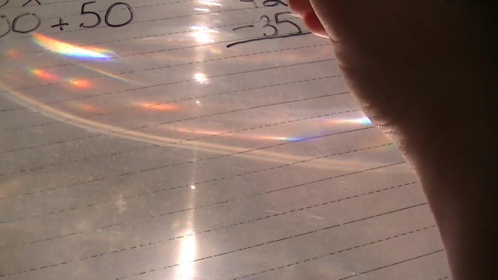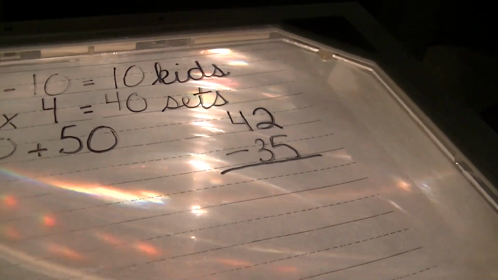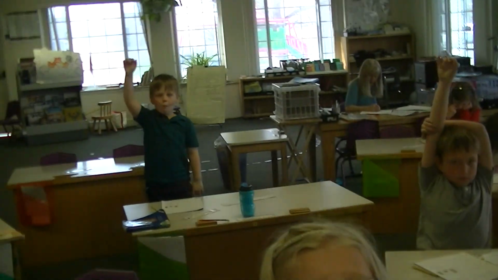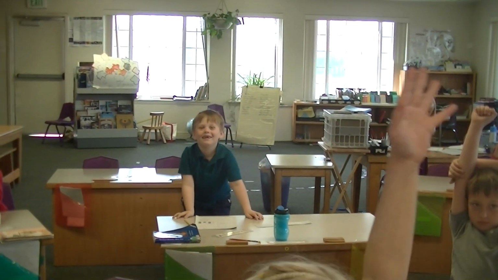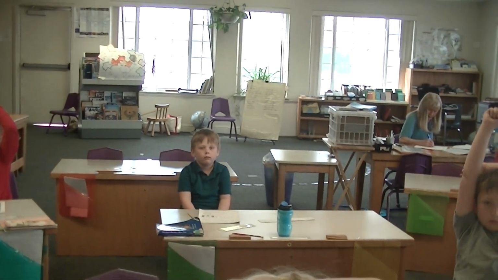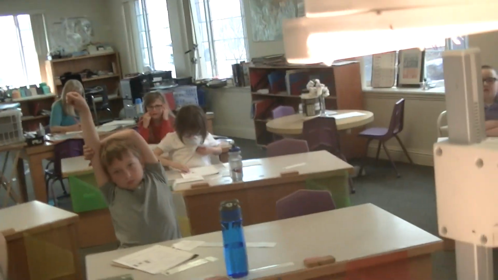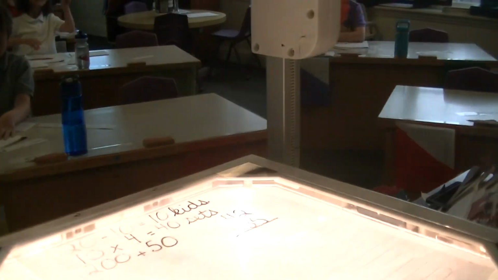All right, let's look. 42 minus 35. Okay, we have to start in our ones column. What is 2 minus 5? Oh, think. Don't get tricked, Rembrandt. What is 2 minus 5? Easy, 3. Oh, think, don't get tricked. Elena, what is 2 minus 5? We can't do it. We can't take 5 away from 2.